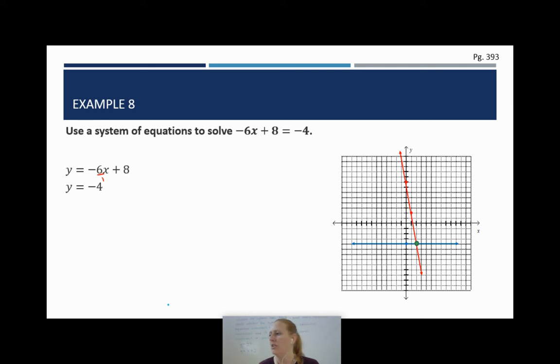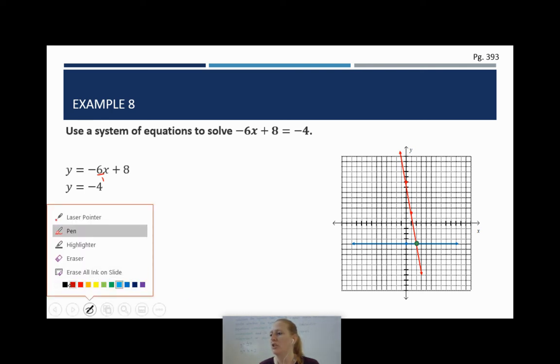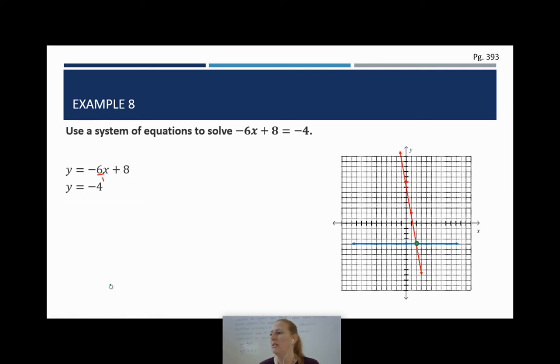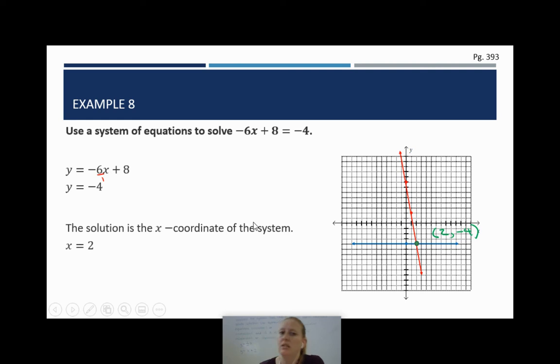Now, here's the deal. Because there is an intersection here, we can see that intersection is at 2, negative 4. But that's not quite what we're going for. We were trying to just find x. So I don't need both of these numbers. I just need the x coordinate. So the solution is the x coordinate of the system. So that means my solution is x equals 2.